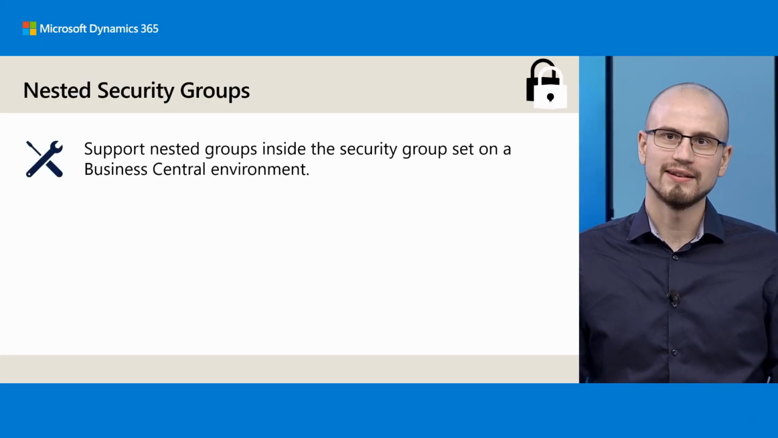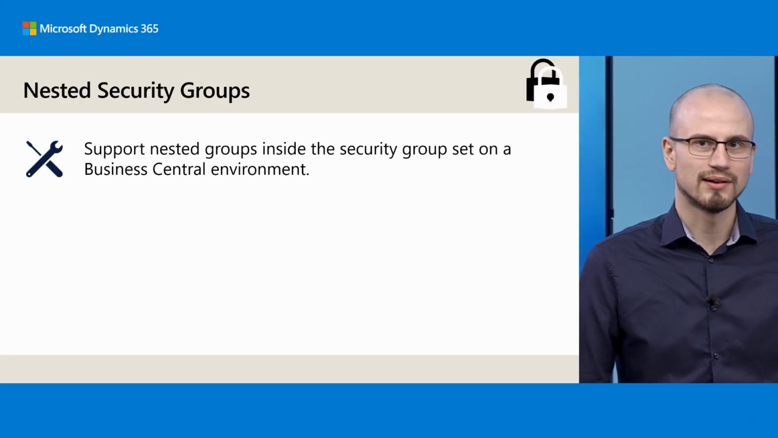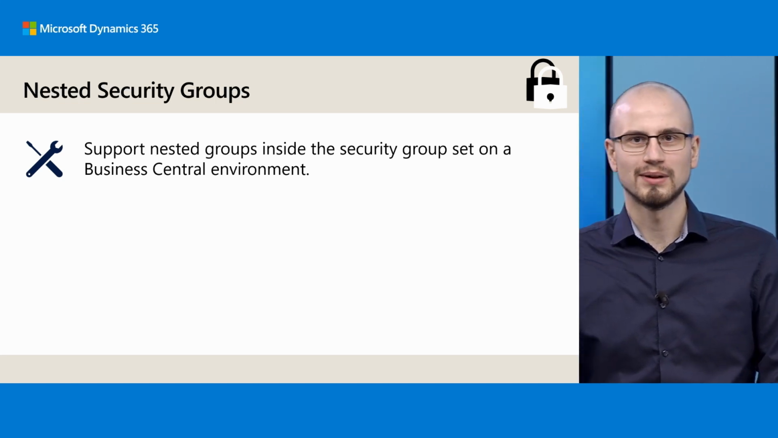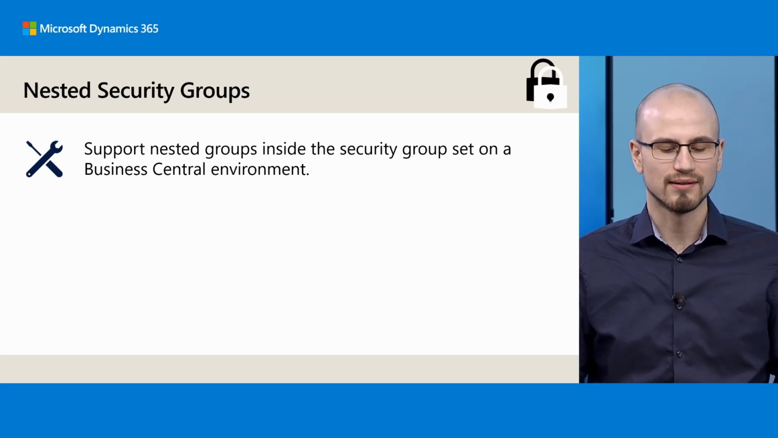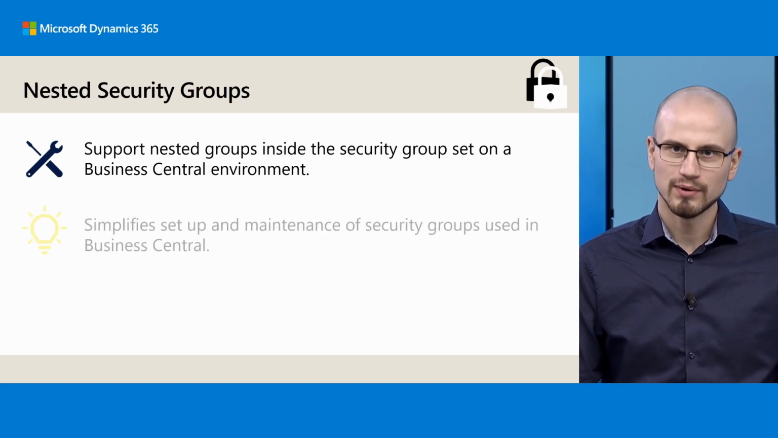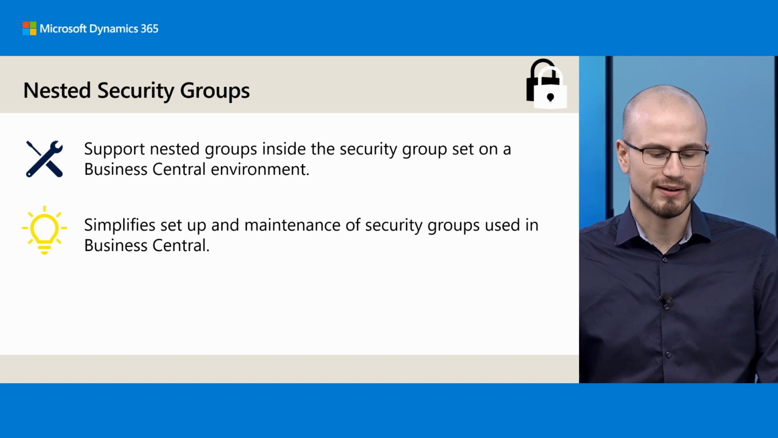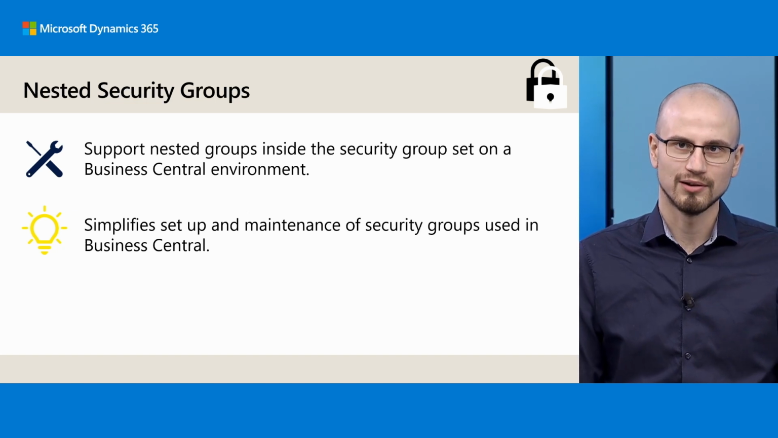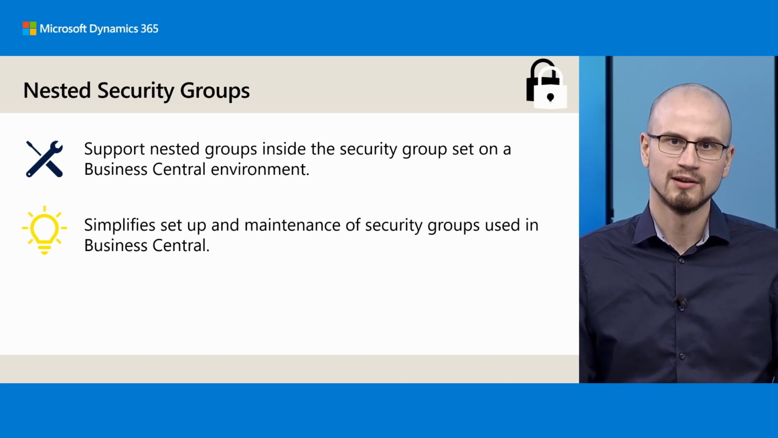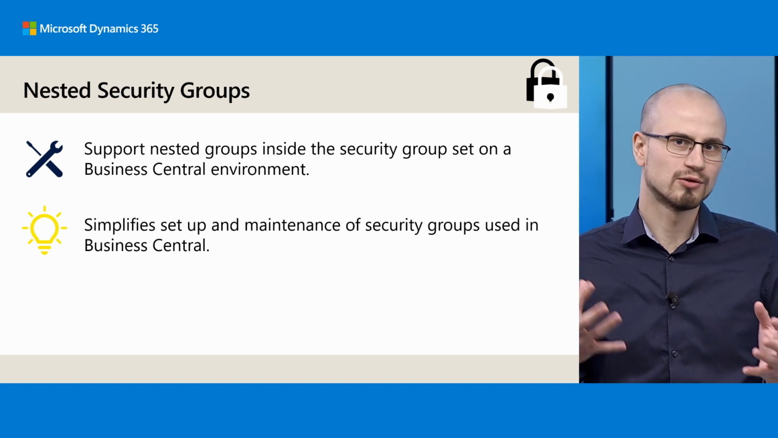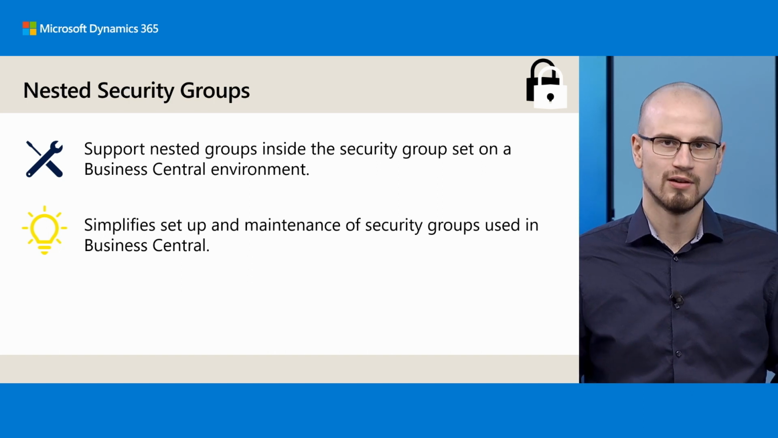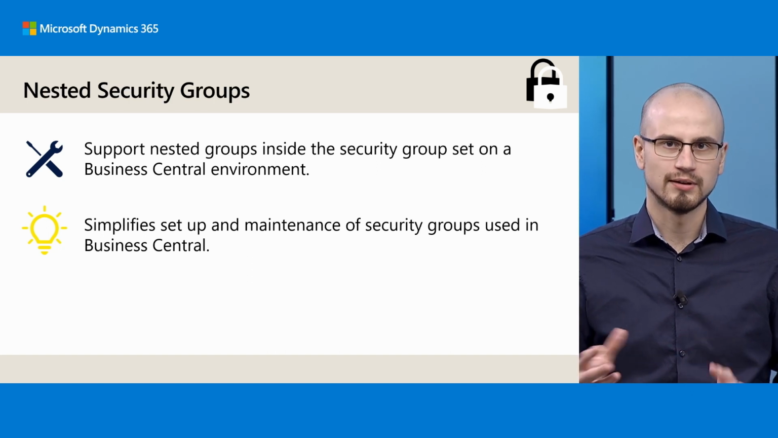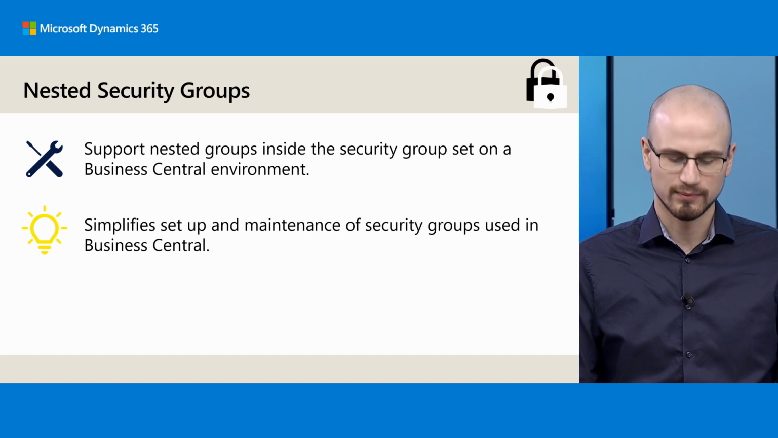Yes, let's jump straight into it. So what we have done now is that when you define a security group on your Business Central environment, we will actually respect both direct and indirect members, which means that you have nested security groups. Why we have done it? Well, it actually simplifies the setup and maintenance of your security groups for the administrator of the tenant. Now, you don't have to have this master group where you add all of your users. You can actually have a hierarchy of groups where you define some granularity as to how you set them up.